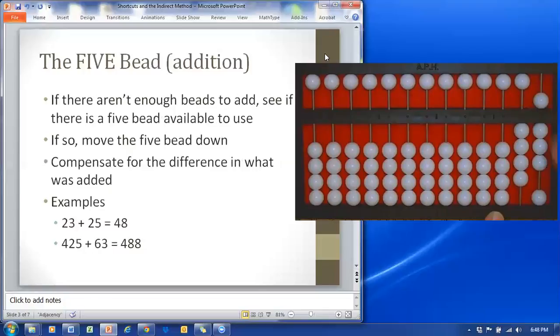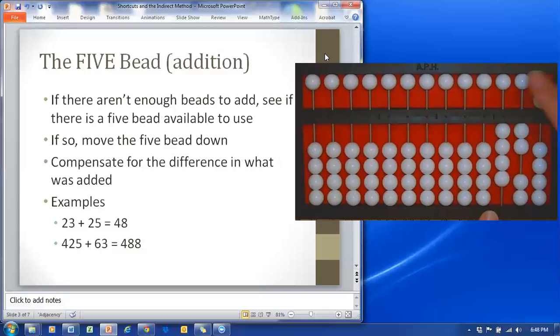Let's look at the second example, 425 plus 63. 4 hundreds, 2 10s, and 5 1s. In this case, I want to add 63. So in my tens column, underneath the counting bar, I only have 2 10s. But I wanted to add 6 10s, not 2 10s.